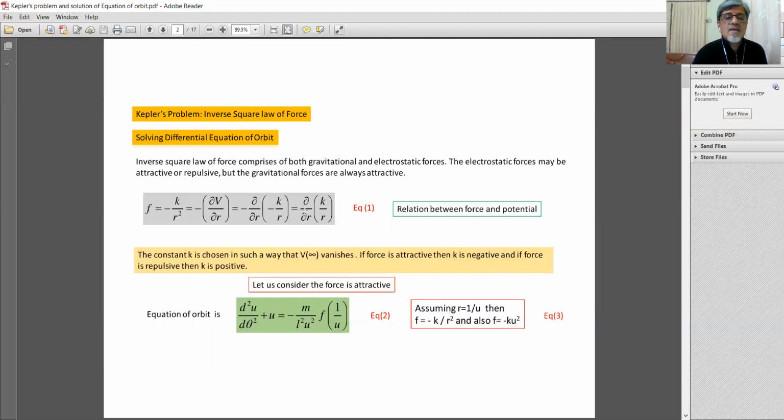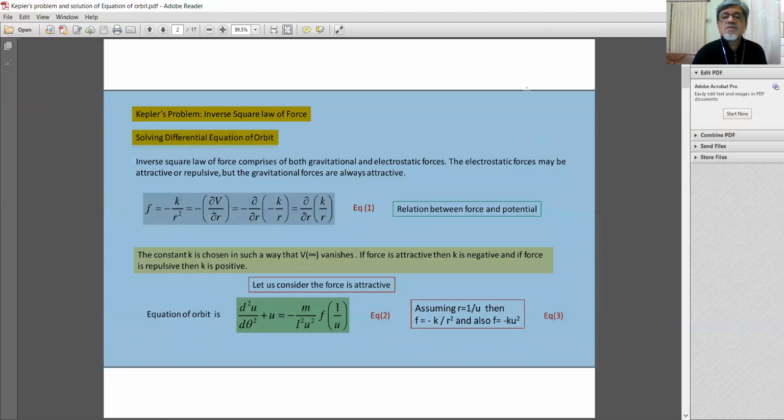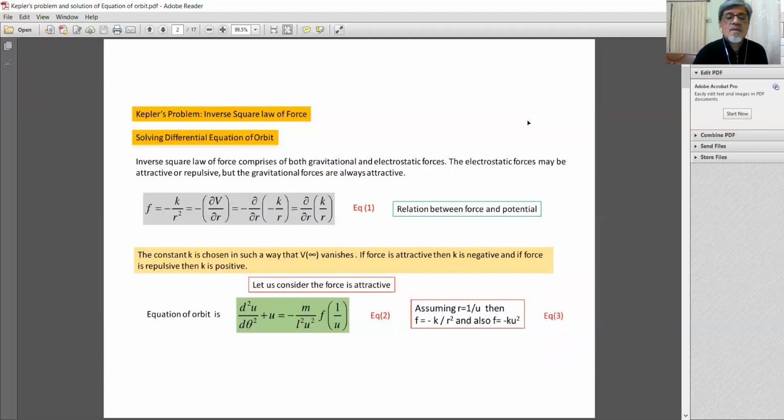The constant K is chosen in such a way that the potential vanishes at infinite distance. If the force is attractive, then K is negative. If the force is repulsive, then K is positive. So just by noticing the sign of K, one can find out which type of force is prevailing.